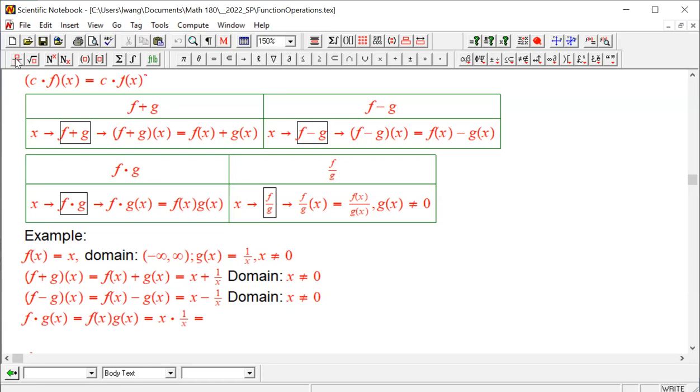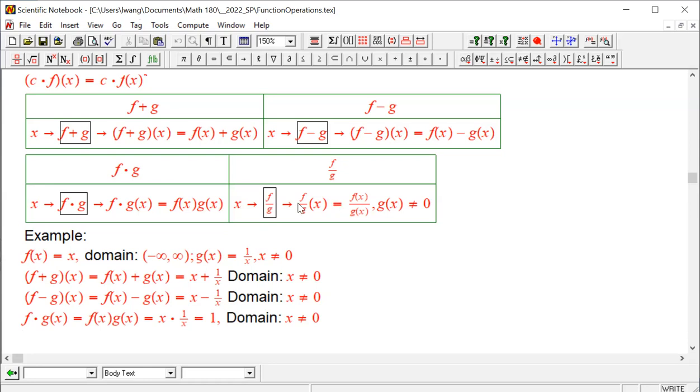And you may say, hey, we can cross out the x. Yes, we can. We get 1. But we also need to understand the reason we can write it this way is because x cannot be 0. Otherwise, you cannot apply 1 over x. Therefore, in this case, the domain is still x cannot be 0, because that's required for such an operation to be carried out.